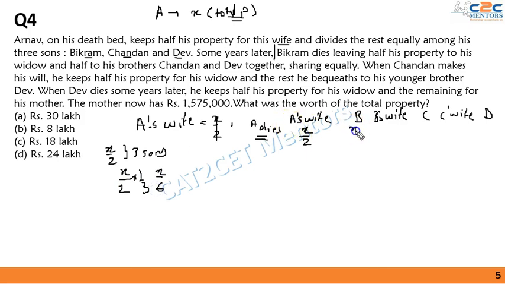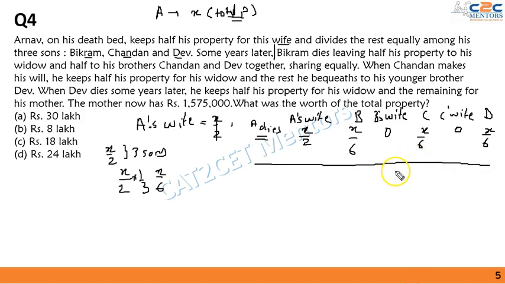So B is going to get x by 6, B's wife is going to get a 0. C is going to get x by 6, C's wife is going to get a 0. And Dev is going to get x by 6. Now Bikram dies, leaving half of his property to the widow. Okay, so Bikram had x by 12, so he left half of his property to his wife. So she is going to receive half of the property that Bikram possessed, that is x by 12 is given to B's wife. This is the scenario when Bikram dies.